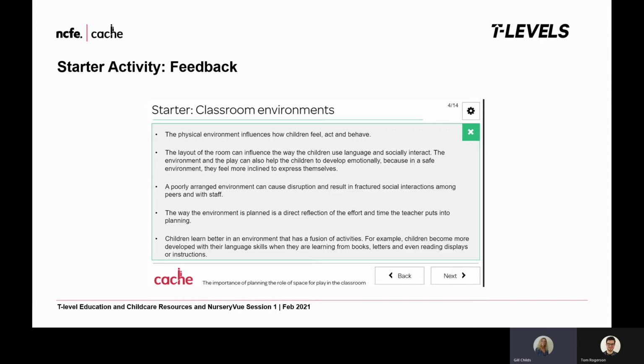The way the environment is planned is a direct reflection of the effort and time the teacher puts into planning. Children learn better in an environment that has a fusion of activities. For example, children become more developed with their language skills when they are learning from books, letters, and even reading displays or instructions.